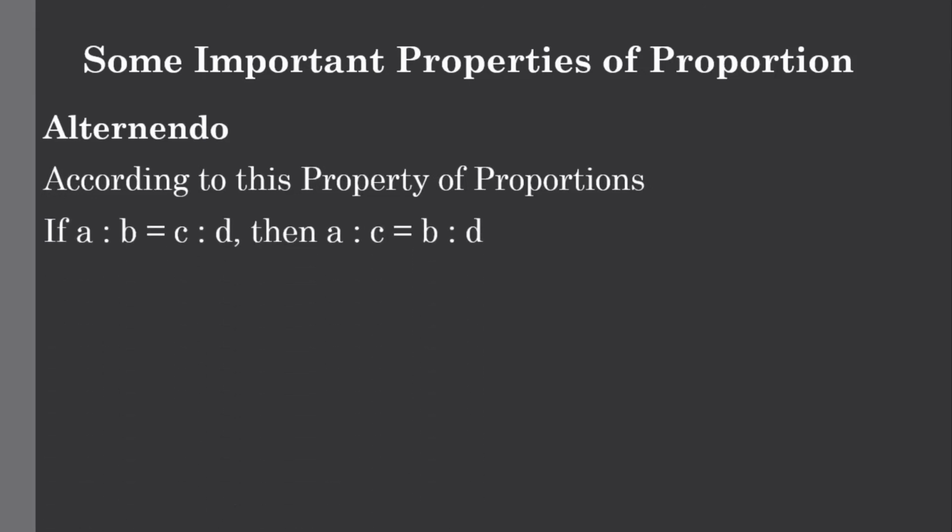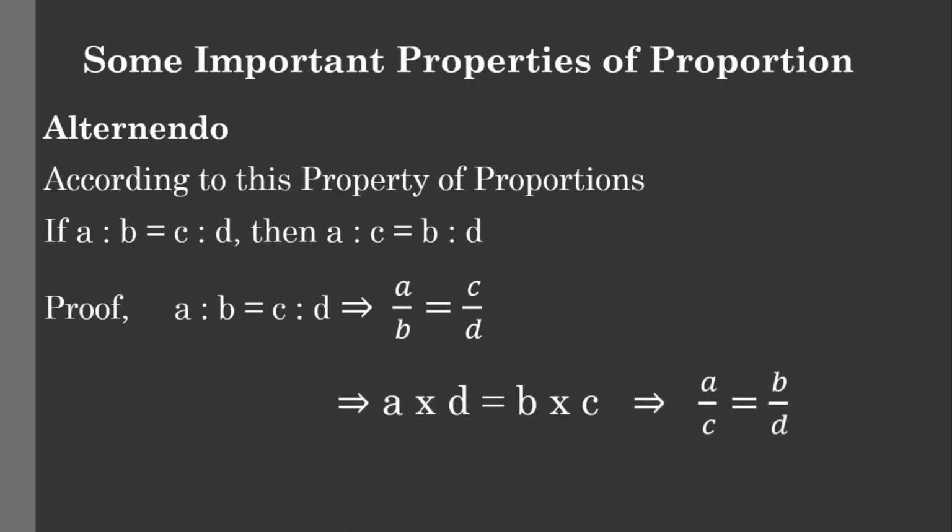Next property is alternando. According to this property of proportion, A is to C is equal to B is to D. If I write the proportion, I get A is to B is equal to C is to D. In fraction form, I get A by B is equal to C by D. On cross multiplying, I get A into D is equal to C into B. In fraction form, I get A by C is equal to B by D. In ratio form, I get A is to C is equal to B is to D. This is what we call alternando.